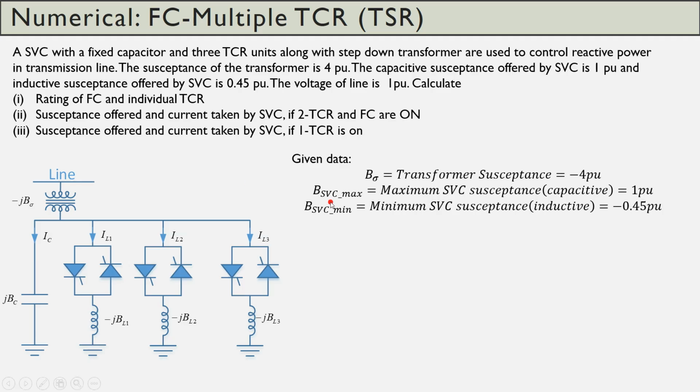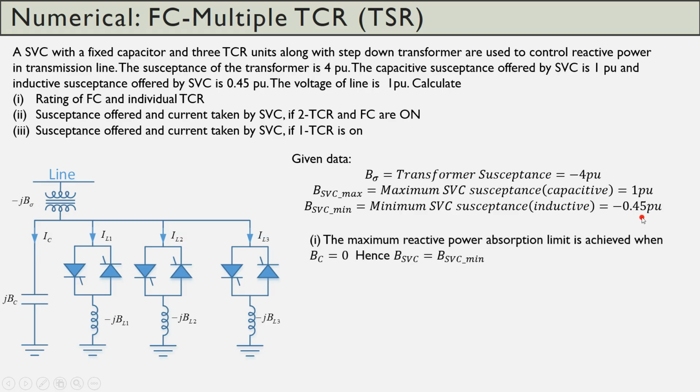So what is the given data? B sigma, the transformer susceptance, is 4 pu. Why am I taking the minus 4? Because it is inductive in nature. Inductive susceptance is always on the minus side, so it is minus 4 pu. BSVC maximum is the maximum susceptance, which is capacitive in nature, so it is plus 1 per unit, and BSVC minimum is the minimum SVC susceptance, which is inductive, hence it is minus 0.45 per unit.